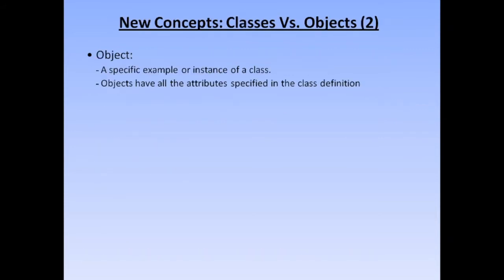Now, what is an object? An object is a specific instance or example of a class. Objects have all the attributes specified in the class definition. That is, if a class has two attributes like height and width, then these will also be included inside the object's definition. And if the class has a function, say creating area, then that function will also be there in the object.